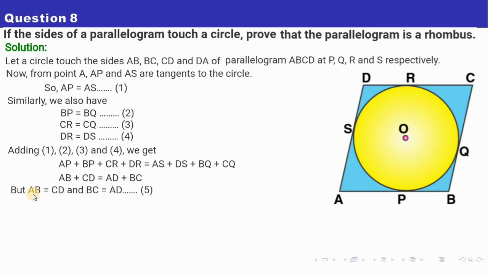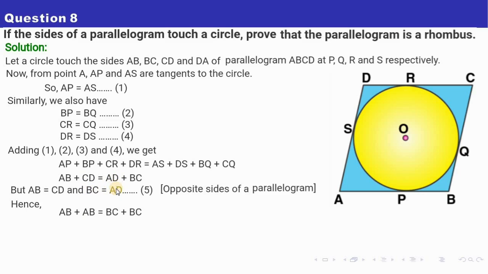Here it is already given that this is a parallelogram. So opposite sides AB and CD will be equal, because they are opposite. Similarly we have BC and AD, so they will also be equal. Let me call this equation 5. Now this turns into, let's see what it becomes. Instead of AB, can I write CD? Yes. Or instead of CD, can I write AB? Yes. So instead of CD, I've written AB. And instead of AD, AD is equal to BC, no?